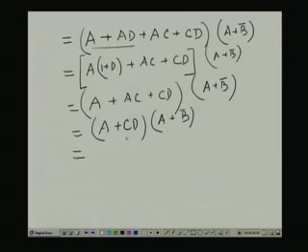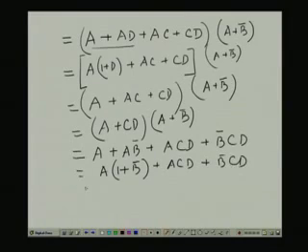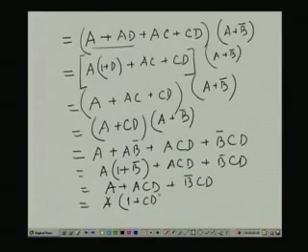Now if I again apply the distributive law, this becomes A plus A B bar plus A C D plus B bar C D. From here A times 1 plus B bar, plus A C D plus B bar C D. 1 plus B bar equals 1, so again A plus A C D plus B bar C D. Now again if I take A common, this becomes 1 plus C D plus B bar C D. Now 1 plus C D is 1, so this equals A. So this becomes A plus B bar C D.